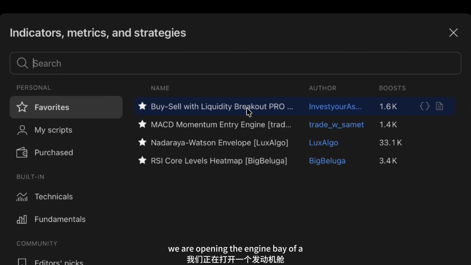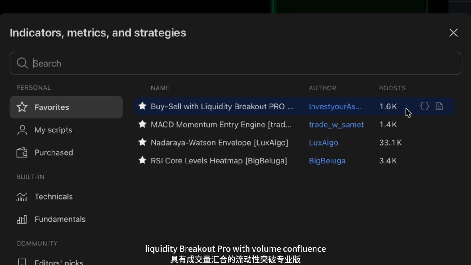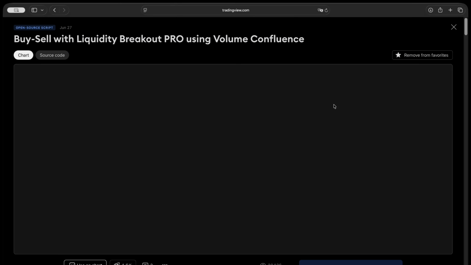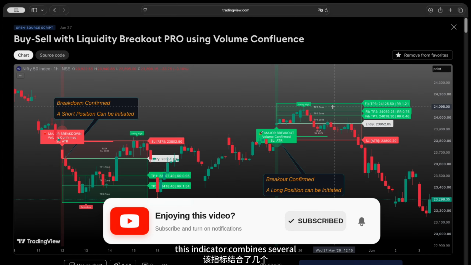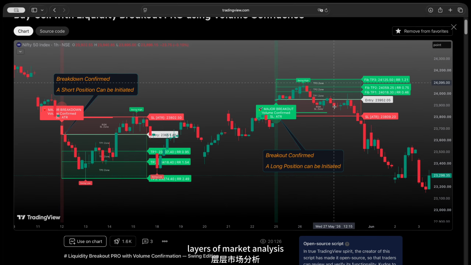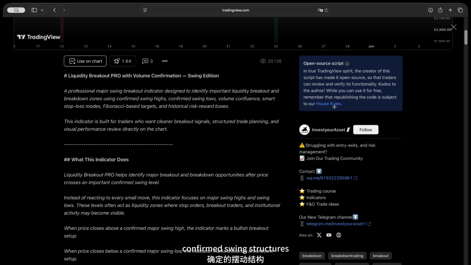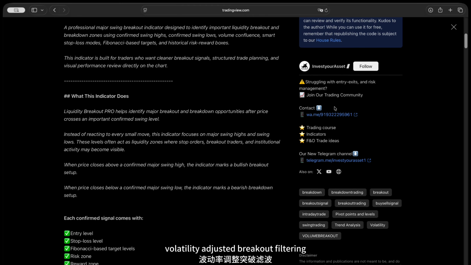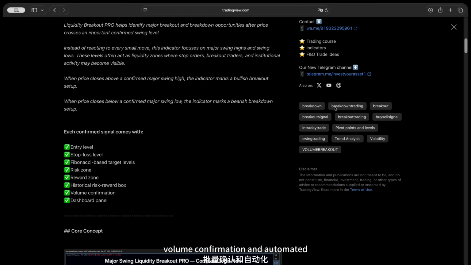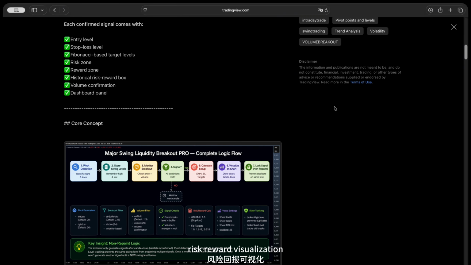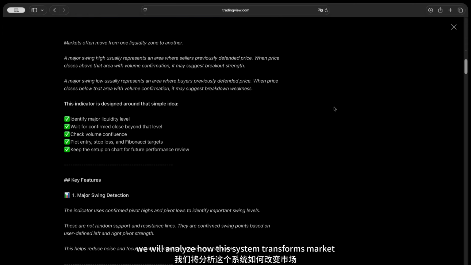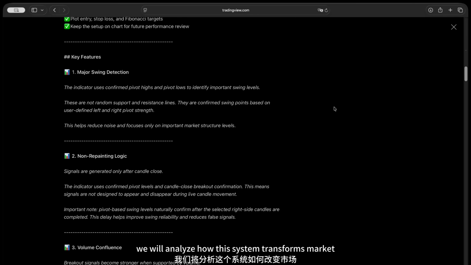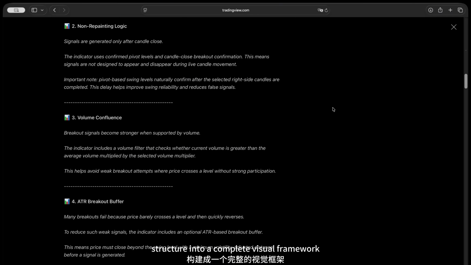Today, we are opening the engine bay of a TradingView community script, Liquidity Breakout PRO with Volume Confluence. Unlike simple breakout tools that only mark price crossing a level, this indicator combines several layers of market analysis: confirmed swing structures, volatility-adjusted breakout filtering, volume confirmation, and automated risk-reward visualization. In this episode of Chart Science, we will analyze how this system transforms market structure into a complete visual framework.